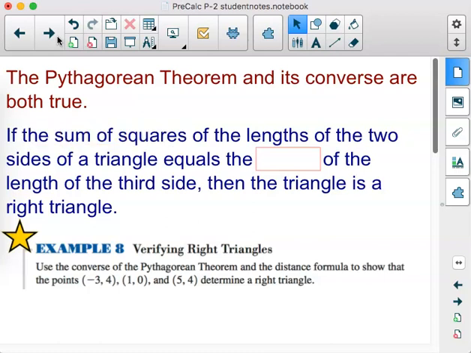If the sum of squares of the lengths of the two sides of a triangle equals the square of the length of the third side, which is the hypotenuse, then it's a right triangle.